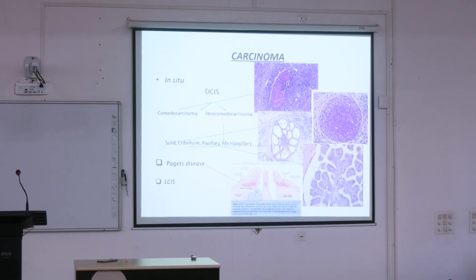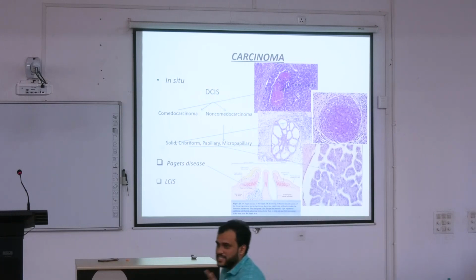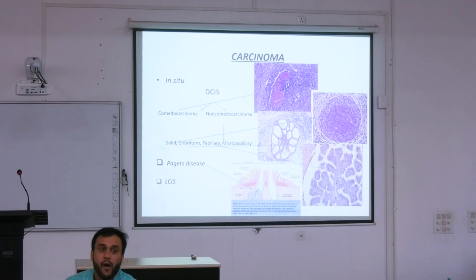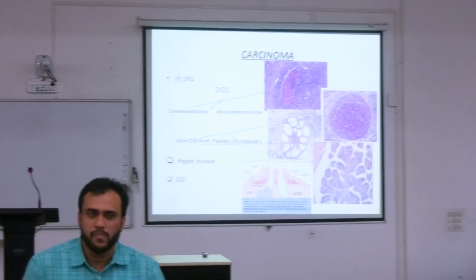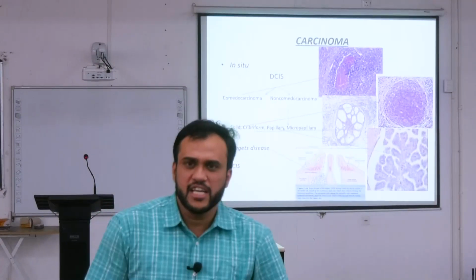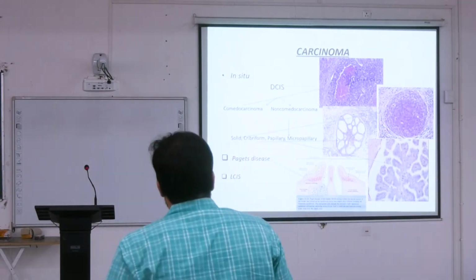Then you get the various patterns of growth like solid, papillary, cribriform, micropapillary, etc. Just remember the names, not so important from your exam point of view, but the examiner may ask you. You won't get it in theory, but definitely in viva the examiner may ask you. So remember comedonecrosis and the various patterns of growth like papillary, micropapillary, solid, cribriform, etc.